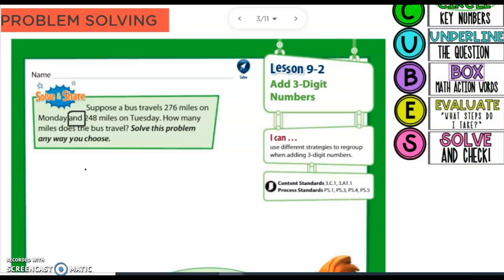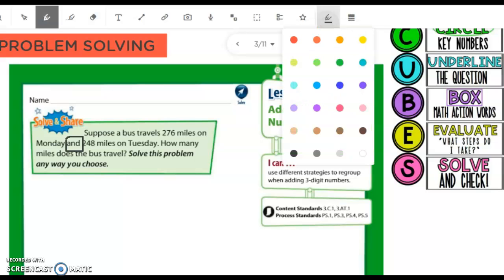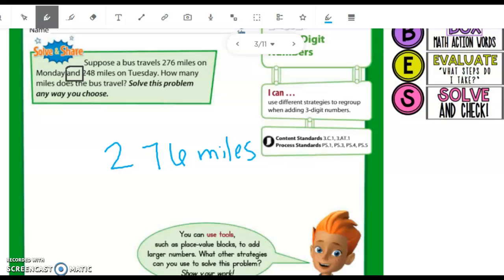So I know on Monday, they traveled 276 miles. And then on Tuesday, they traveled 248 miles. I want you to see how I lined up the ones places together, the tens, and the hundreds. I lined all of those together. Please go ahead and write this down.